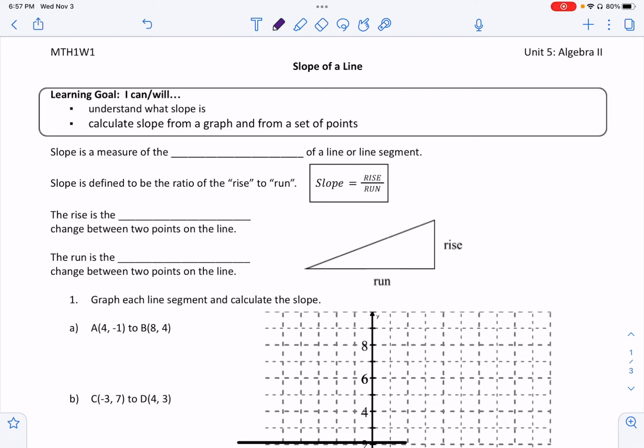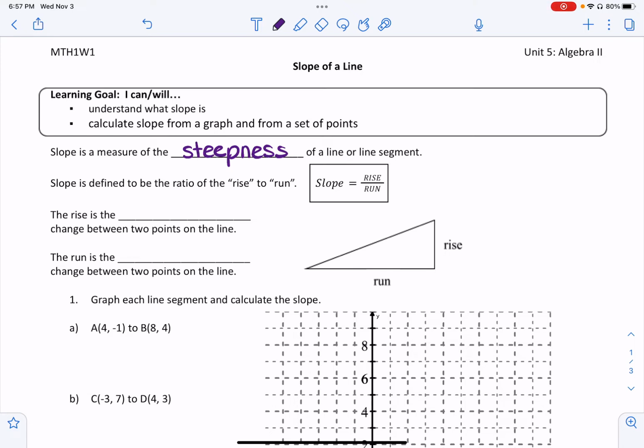For this lesson, we're going to be looking at the slope of a line. So our learning goals are to understand what slope is and to calculate slope from both a graph and from a set of points. So slope is the measure of the steepness of a line or a line segment.